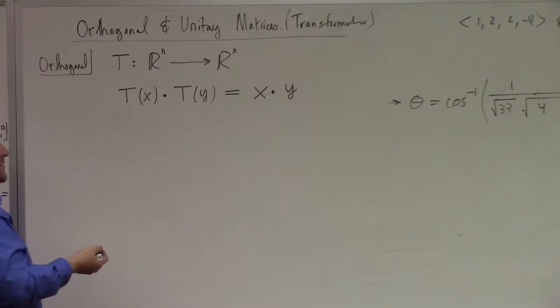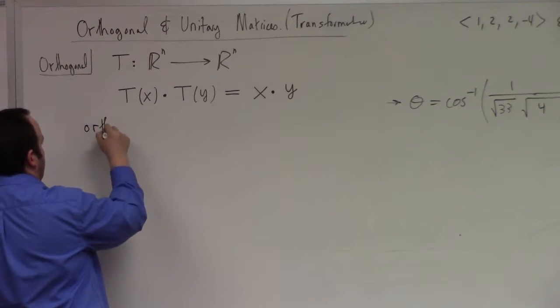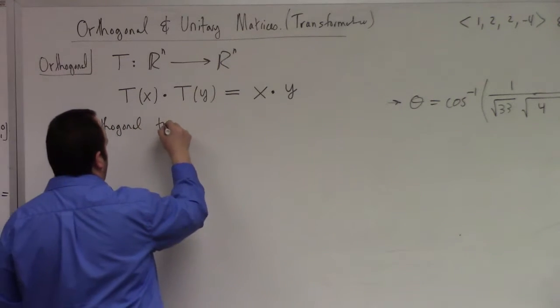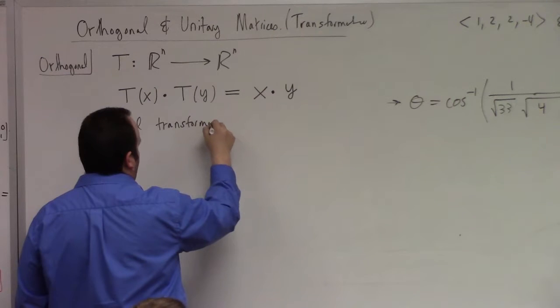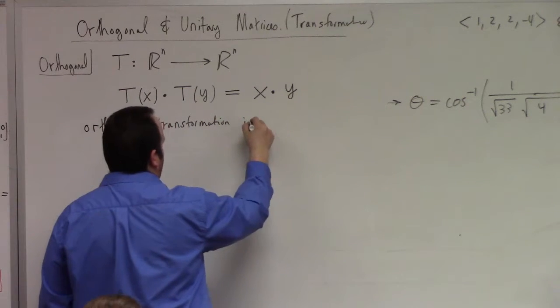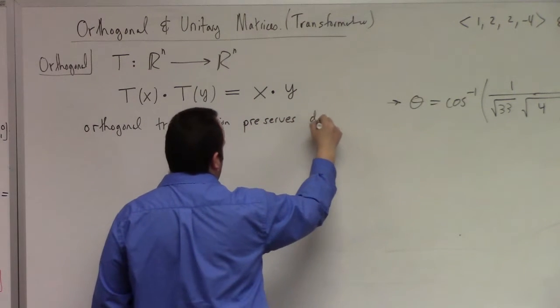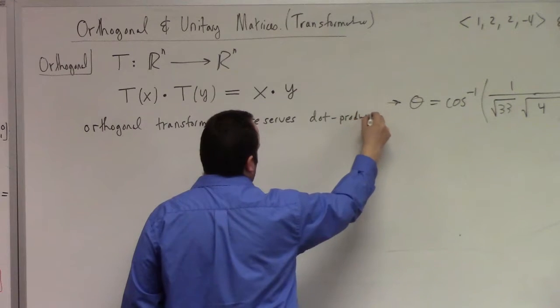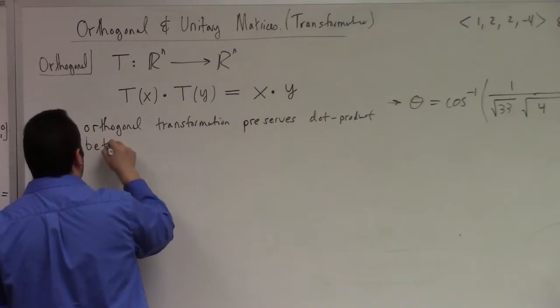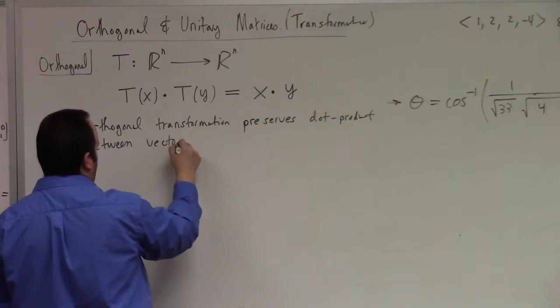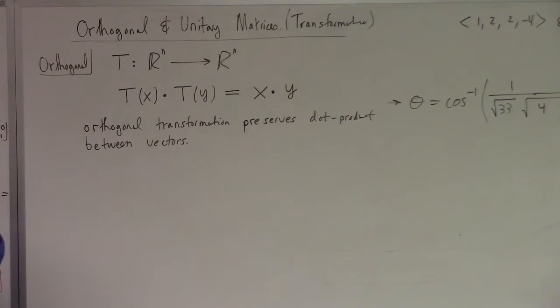Let me put that in words. An orthogonal transformation preserves the dot product between vectors. What's the significance of that? How is the length of T of x related to the length of x? Tell me how.